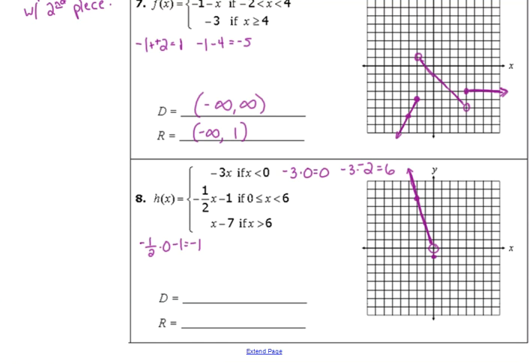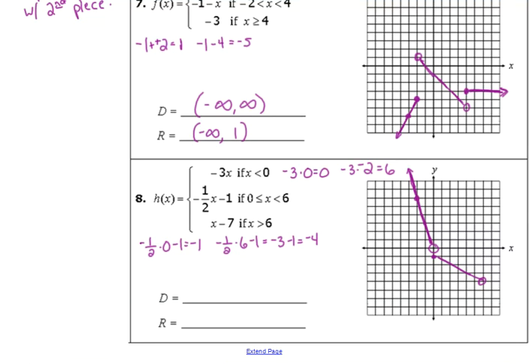Plug in the other endpoint. Plug in 6. -1/2 times 6 minus 1, so that's -3 minus 1, that's -4. So we plugged in 6, -4. It's not equal to 6, so this is going to be an open circle. So 6, -4. Open circle, connect those two right there. That's the middle piece.